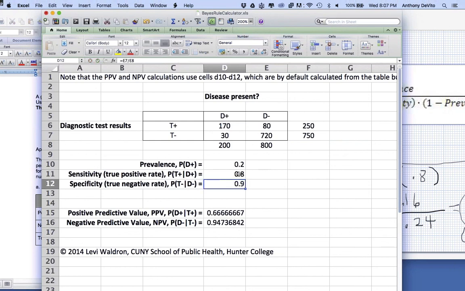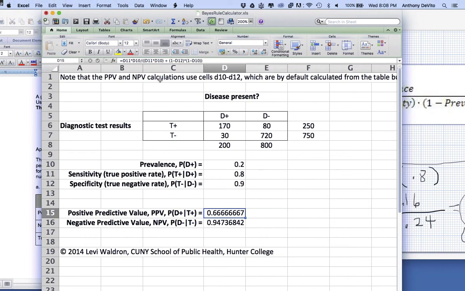Okay, sensitivity of the test is 80%. The prevalence of the test is 20%. So 67% of the population, positive predictive value is 67%. So we know that's right, but we've done it before. Okay, so if I click back in here, how do we get that 67%?